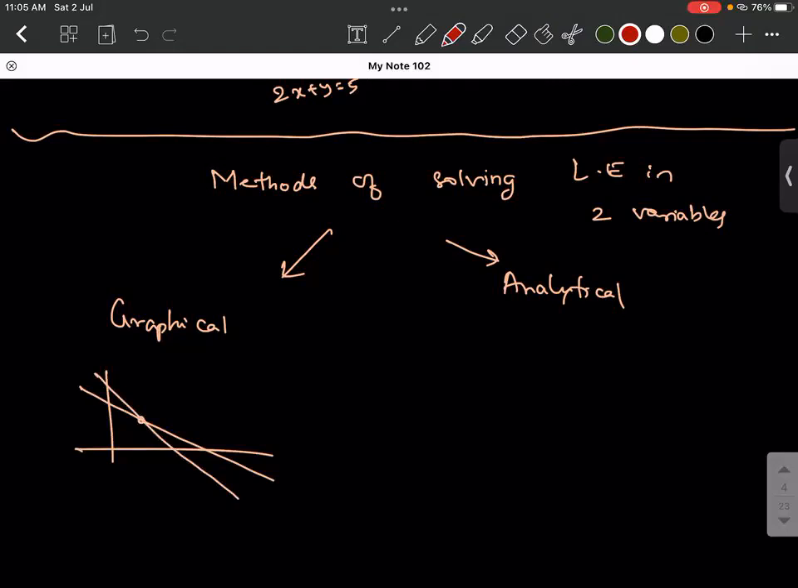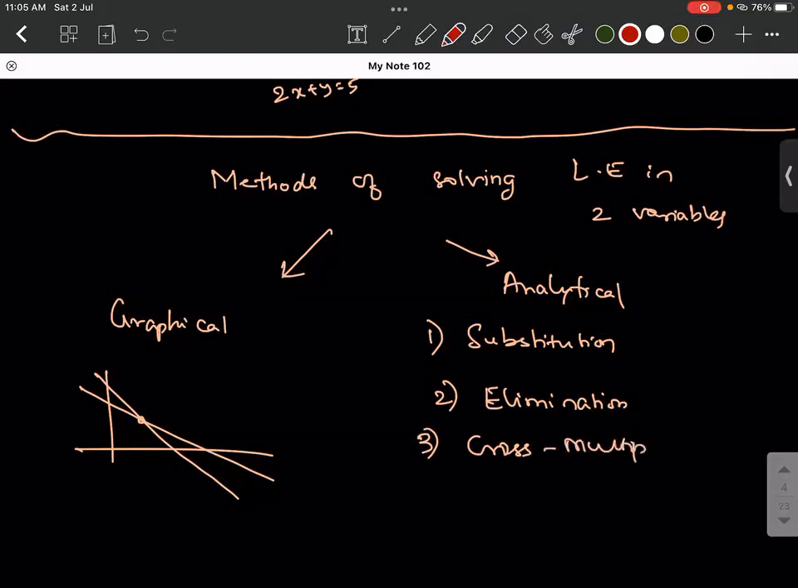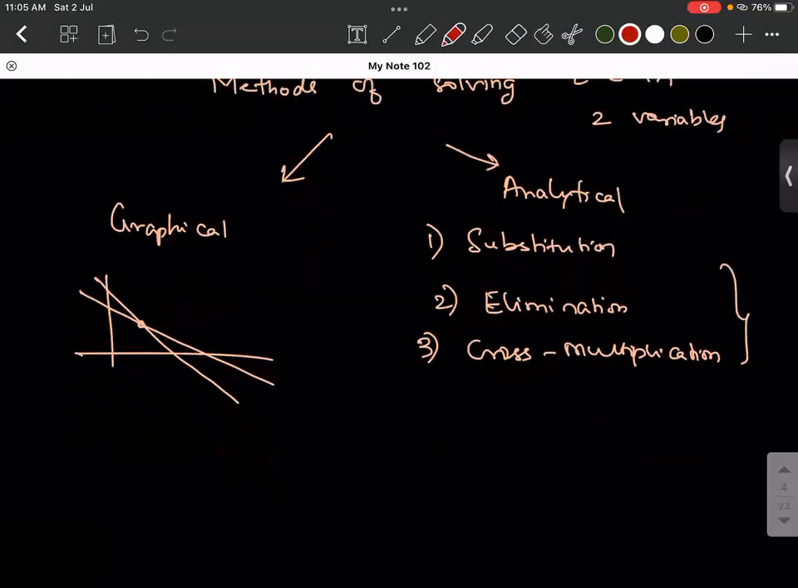When you talk about the analytical method, you have three methods. One is called substitution, you have elimination, and you have cross multiplication. So these are the three methods that are available: substitution, elimination, and cross multiplication.